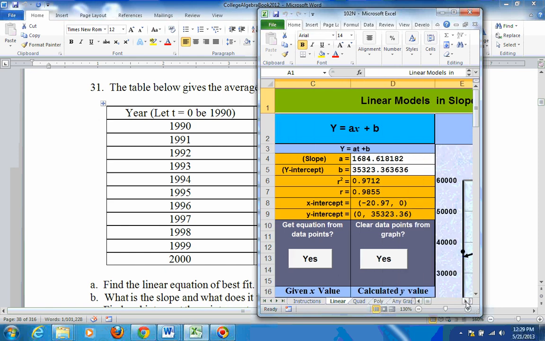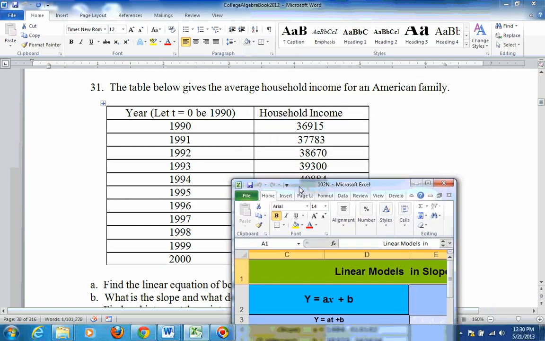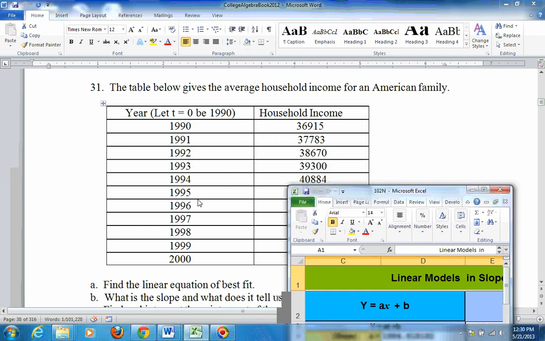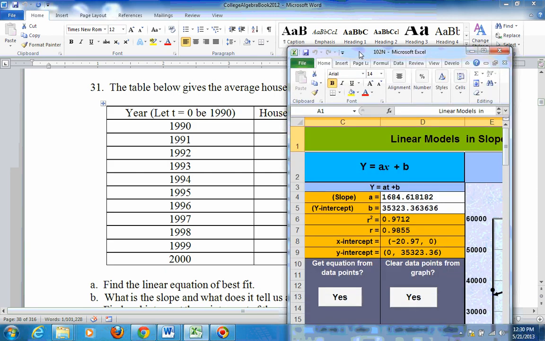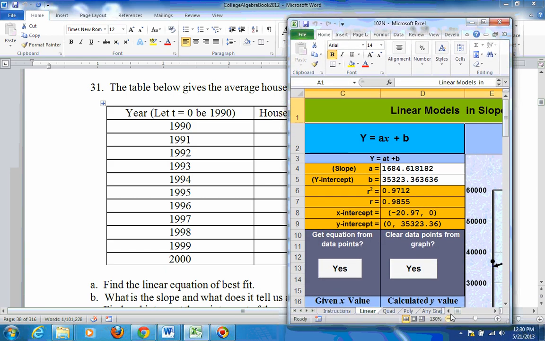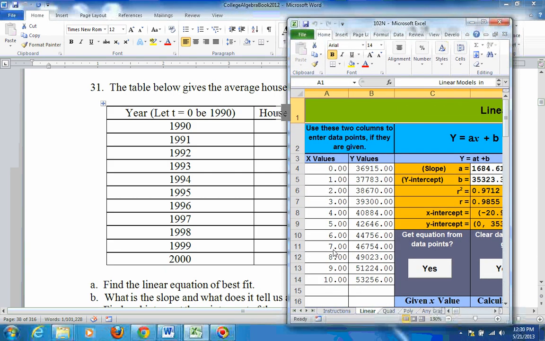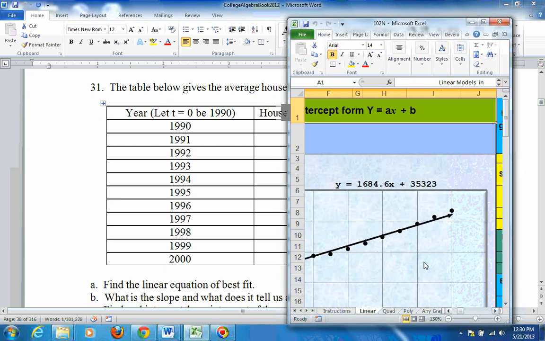So what does it mean? Well, the years after 1990, and then here's household family income, and it says let t equals 0 be 1990. That way, why we have 0, 1, 2, 3, and so on for the x values over here, right here. And then the equation, well, there's your equation.